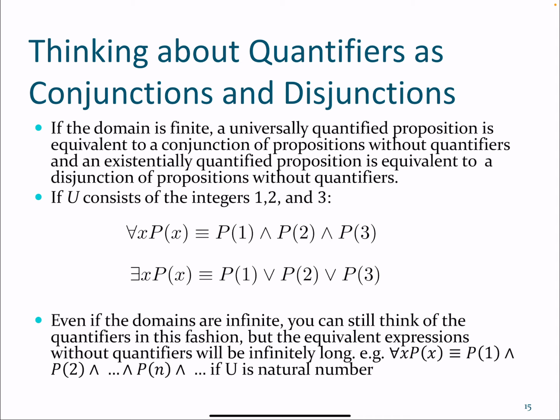To give an example, if the domain U is finite and only has 3 elements, 1 to 3, then to check for all x P(x), you can just look at P(1), P(2), P(3) and see if they're all true. So we're going to use AND here. For the existential, it can be either P(1) or P(2) or P(3); if at least one of them is true, then this is true. So we're going to use OR here.